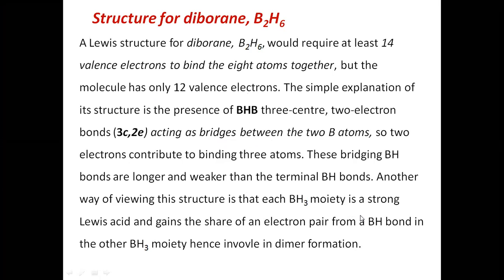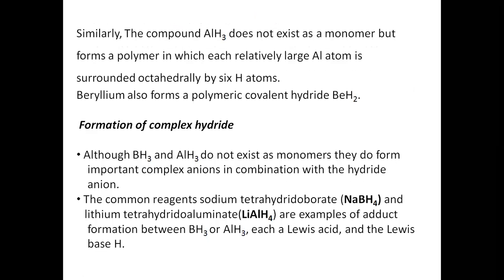Okay. So you see here, one BH3 moiety is a strong Lewis acid and gains a share of an electron pair from a BH bond, as we have just seen, in the other BH3 moiety, hence involved in dimer formation. So hope you understand this idea. This is the structure of diborane which we have just discussed.